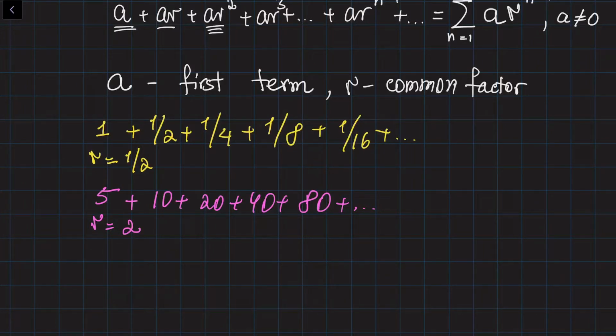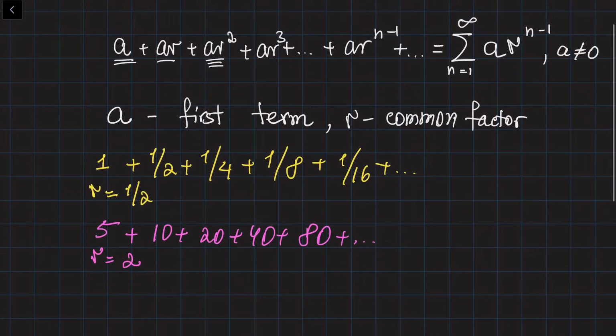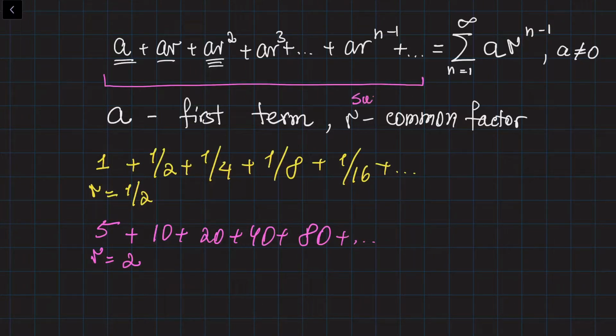Now the question is: is it possible to estimate the sum of this infinite series? Is it possible to know whether this infinite sum is going to converge or diverge? When we say converge, the sum is going to be a finite number, and diverge means either it is undefined, or it's going to be plus or minus infinity.